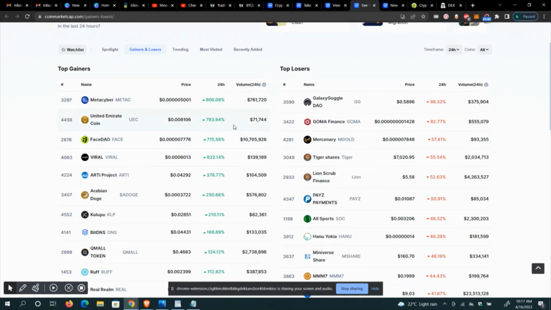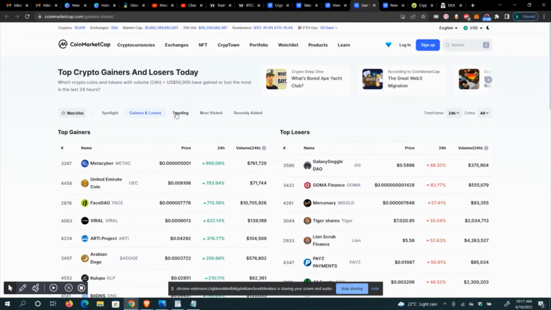Now, when you come to top losers, it's the same thing. This is the top loser. They lost 98% in the last 24 hours. And this is the price of the token or the coin, and this is the volume it did in the last 24 hours also. So that is how the top gainers and top losers are explained.